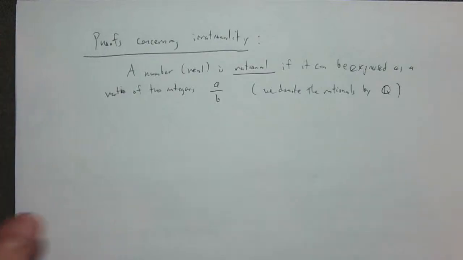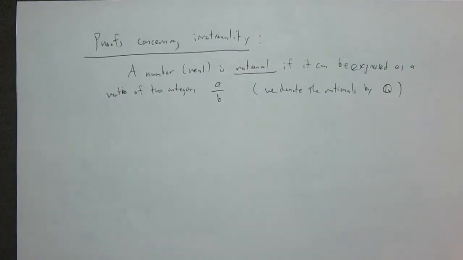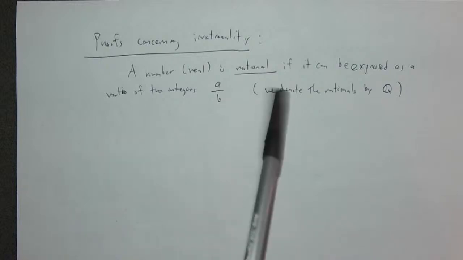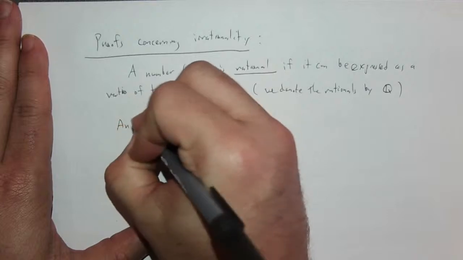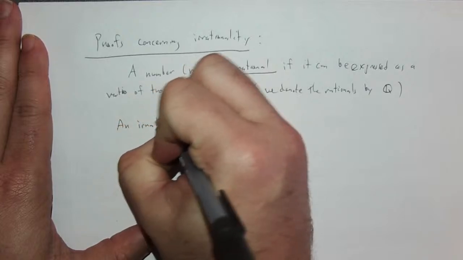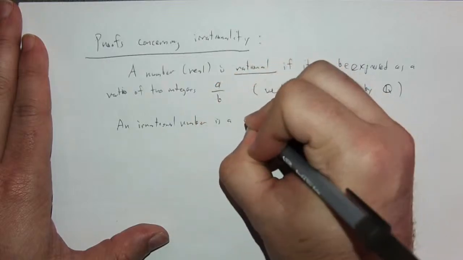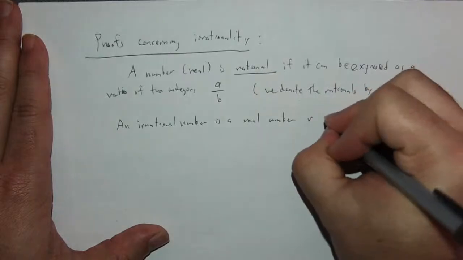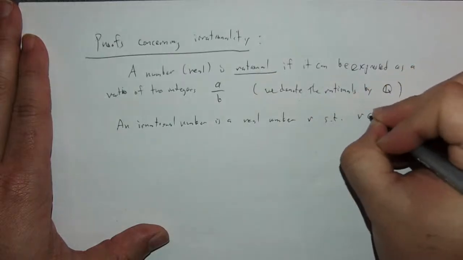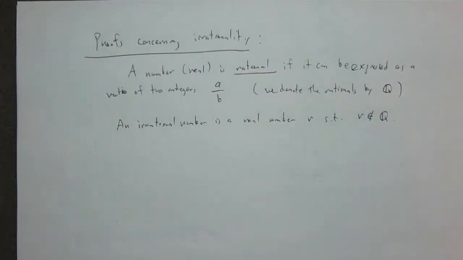So when I want to talk about the rationals as a set, I'll use that notation. Then an irrational is just any real number that's not rational. So an irrational number is a real number, say r, such that r is just not in the set of rational numbers. So it's just not rational. Okay.